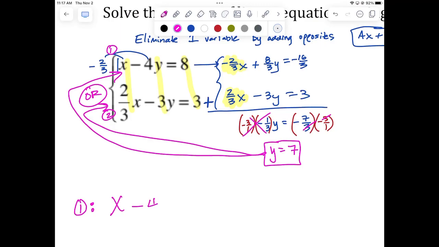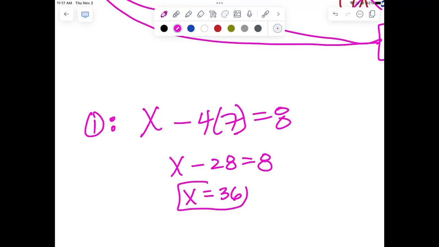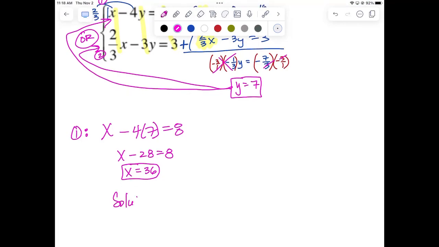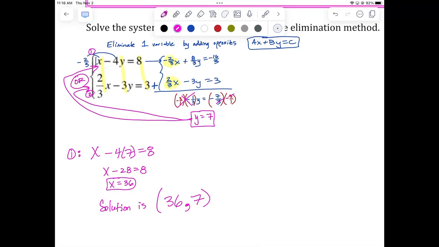So I get x minus 4 times 7 equals 8. And that means x minus 28 equals 8. And if I bring that across, I get 28 plus 8, which is 36. And now because I don't want to lose points, I'll say the solution is parentheses 36, comma 7. That's where those two lines intersect. The elimination method.